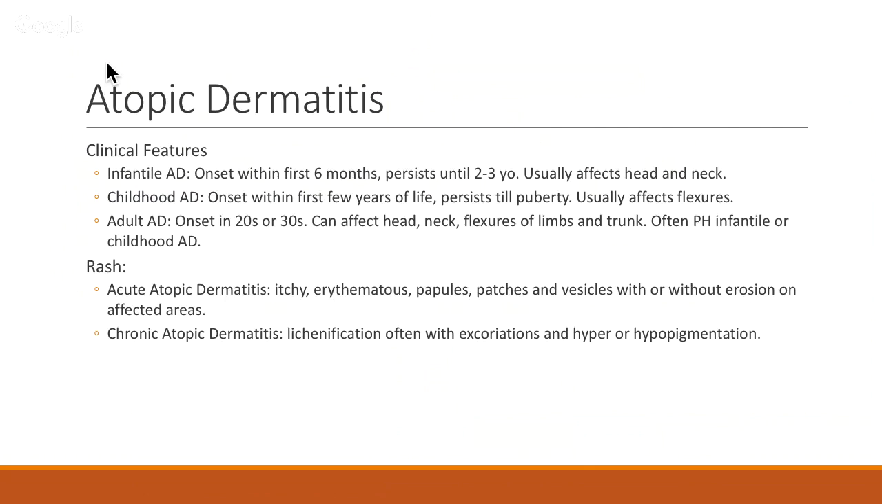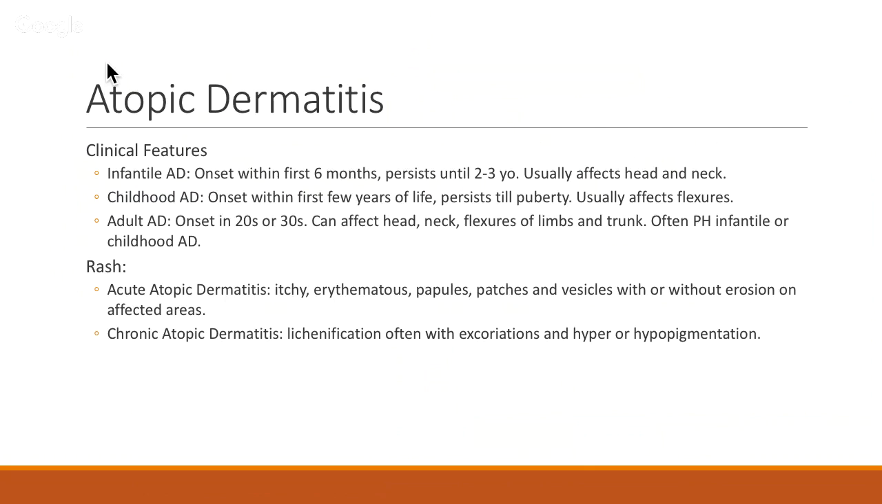So there are different forms of atopic dermatitis. Probably the most common one would be your childhood AD, but you should also know about the other ones because they present often in different locations. With infantile atopic dermatitis, that's normally in a baby in the first 6 months and usually affects the head and the neck more. Whereas in your childhood one, you'll see that classically in the flexures that you hear about. And then in adults, it can occur in a wider range of locations. So flexures, head and neck, but also trunk and limbs as well.